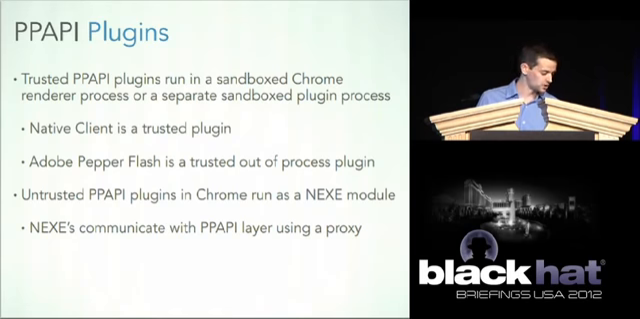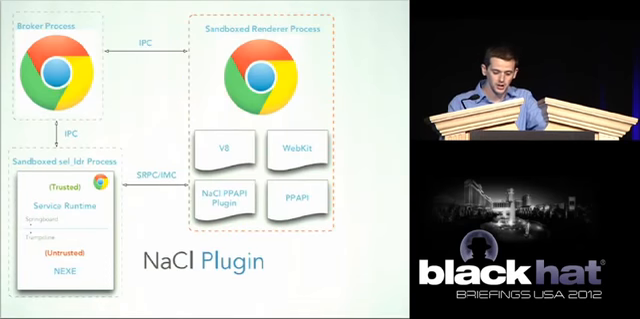Untrusted Pepper plugins are native client modules, also known as Nexe modules. And they communicate with the Chrome renderer process and the Pepper implementation using a proxy. And I'm going to talk about that proxy a little bit, because that's one of the really important points when we talk about native client attack surface.